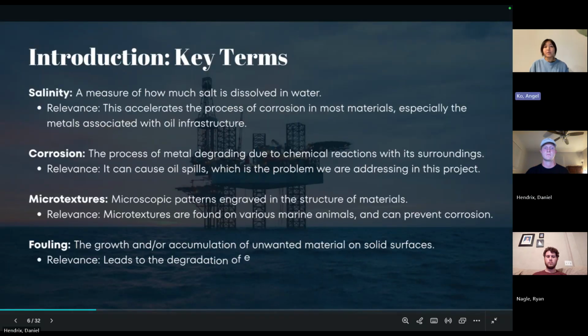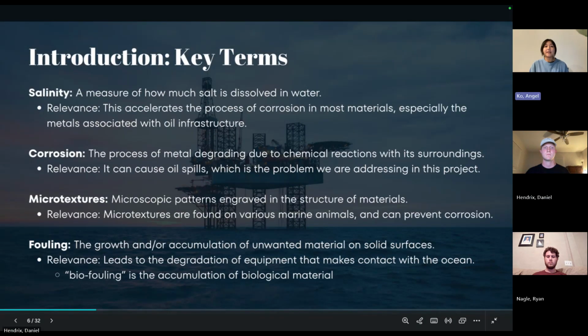So in order to understand our project a little bit better, we wanted to define some key terms that we were going to be going over later in the project, just to clear up any confusion. First of all, we have salinity, which is a measure of how much salt is dissolved in water, and it's relevant to the project because the salinity present in the ocean can accelerate the process of corrosion in the API metals and other materials used in oil infrastructure.